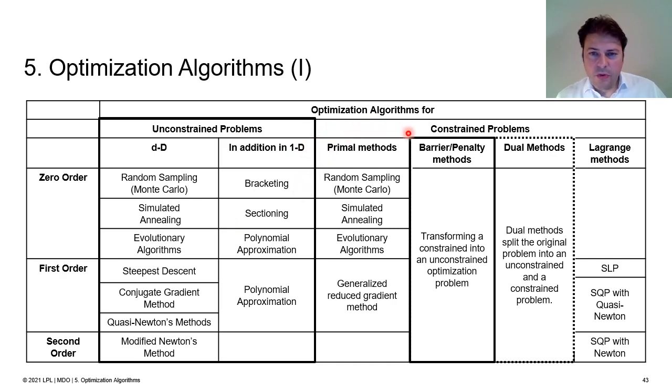We're going to make a first step into the field of constraint problems, or the algorithms for constraint problems, by looking at barrier and penalty methods and briefly looking at so-called dual methods.